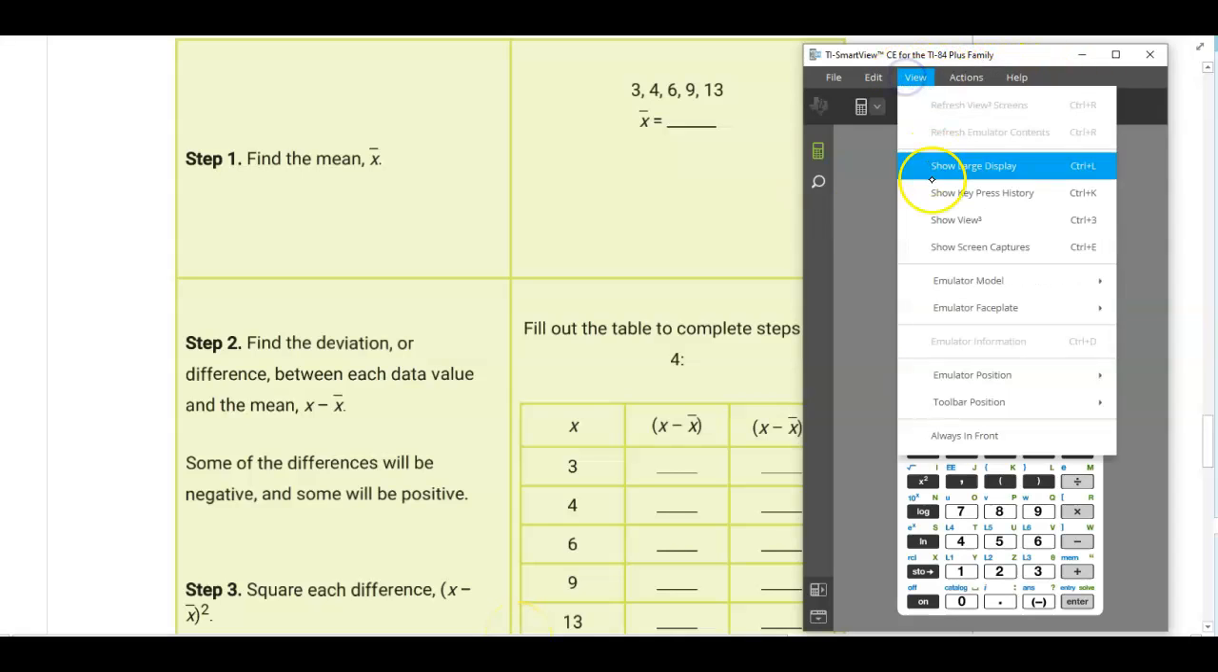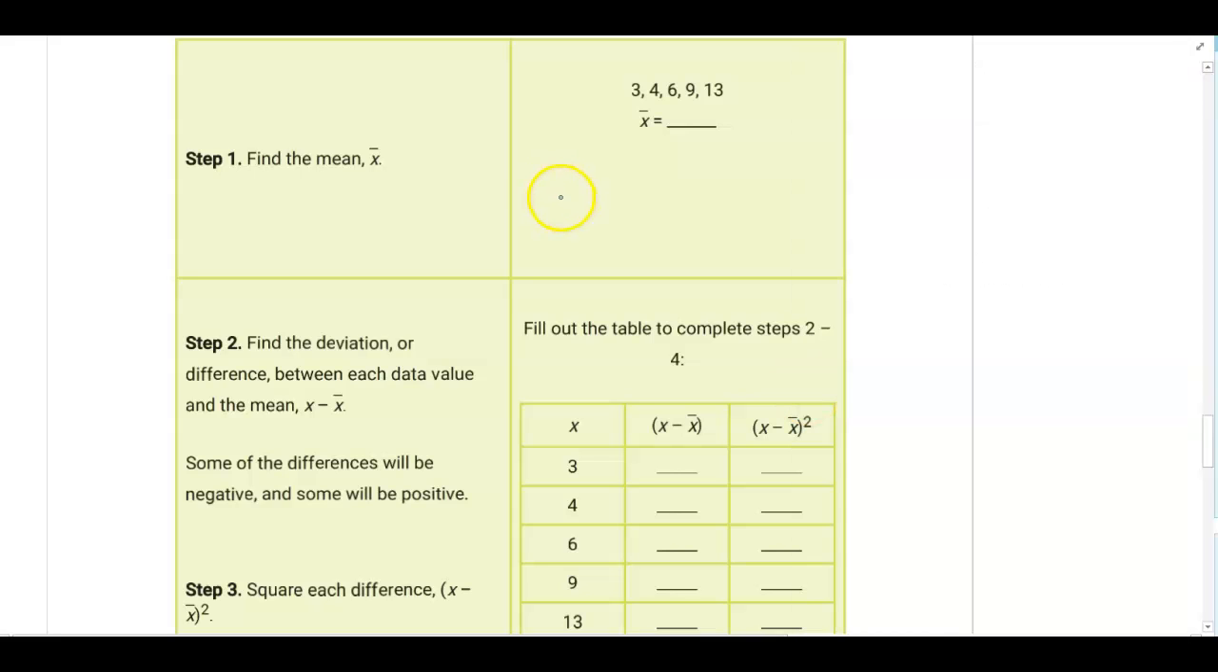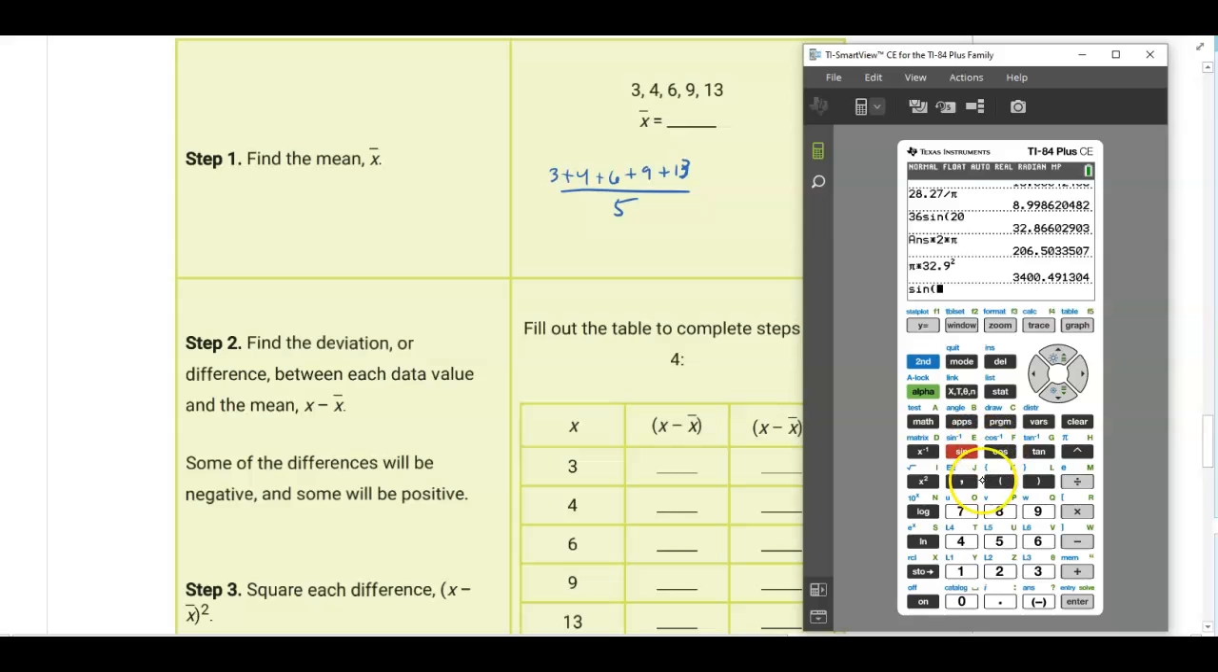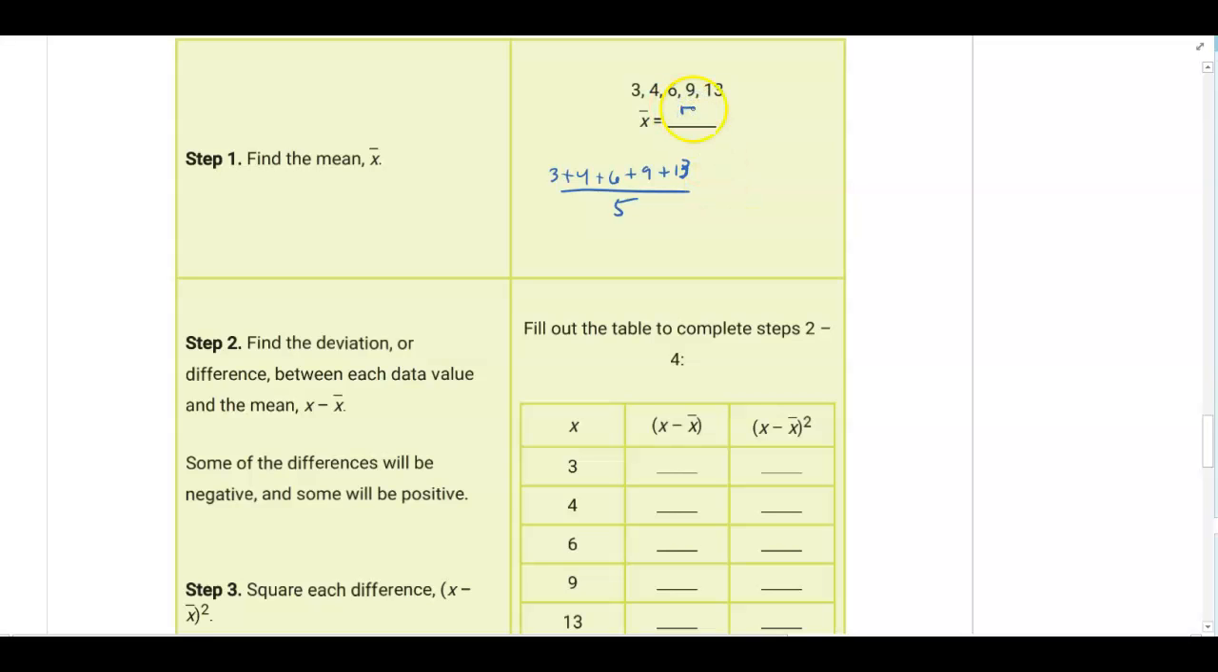When you go to find the mean, all you're going to do is first add up all your data, right? And then you're going to divide by the number of pieces of data. So if I go to my calculator, I'm right away going to go 3 plus 4 plus 6 plus 9 plus 13. Hit enter, and then divide that by 5. And my mean is 7. Okay, so this gives me 35 over 5, which is 7.